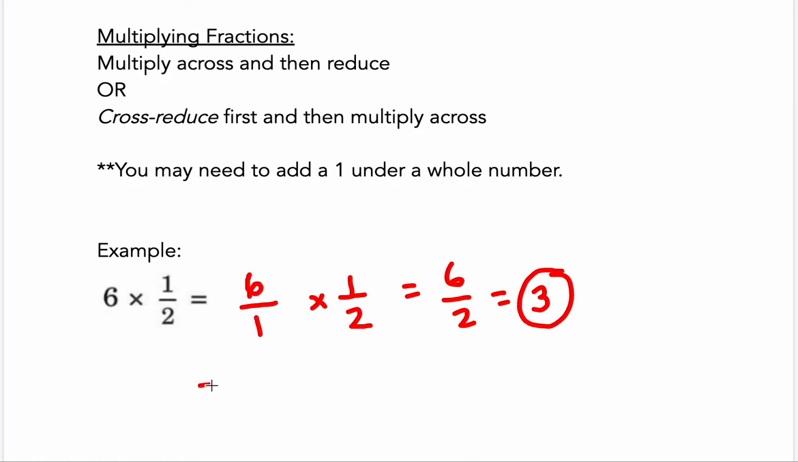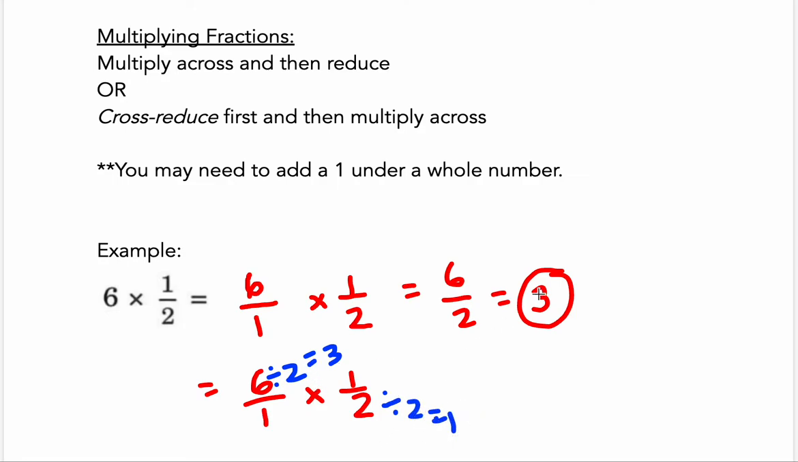Or I could cross reduce first. So again, 6 over 1, because it's a whole number and we're changing it into a fraction, times 1/2. So cross reducing, you're just looking across at your numbers. Well, 1 and 1 can't be reduced anymore, but 6 and 2 both can be divided by 2. So if I divide it by 2, I get 3 on top, and this becomes 1 on the bottom, so it really doesn't do anything.